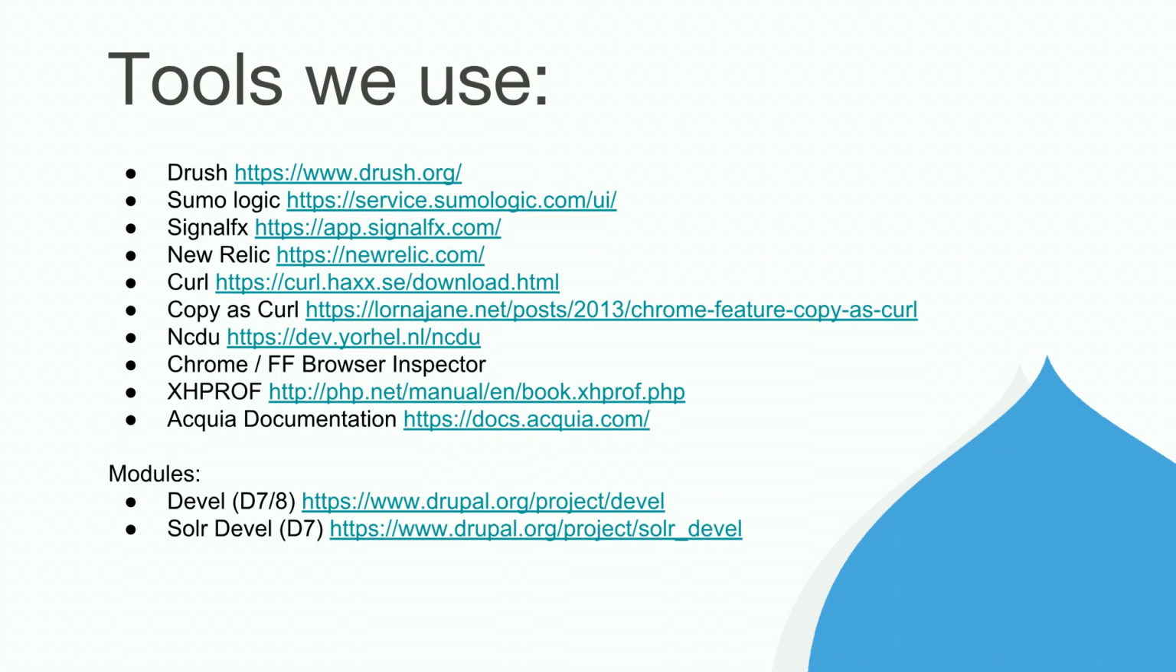Such as SignalFX, which is for servers, New Relic, which is for your application. Curl comes with pretty much anything that has a command line. I think you can even use it with Windows, but I would need to confirm that. We mentioned copy as curl.